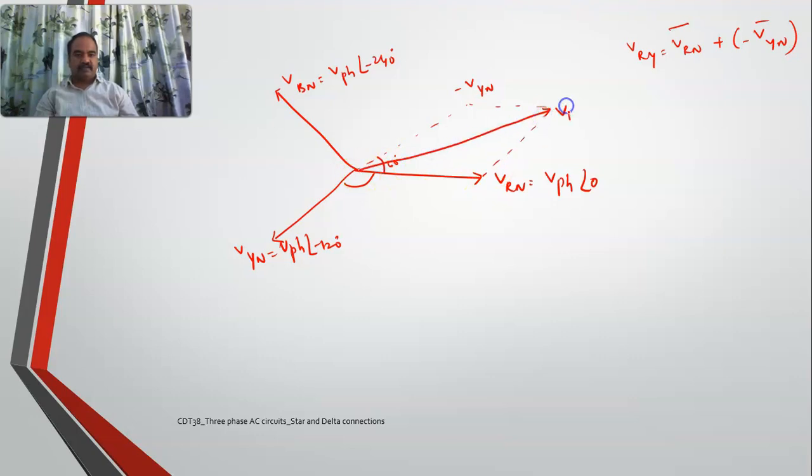This is here Vry. And see the angle it is having, 30 degrees. So if it is 0, then its angle will be 30 degrees. And what is its magnitude? That is what we have tried earlier, and it is root 3 V phase. So line voltage magnitude is root 3 times that of phase voltage, and the angle is 30 degrees ahead of phase voltage.